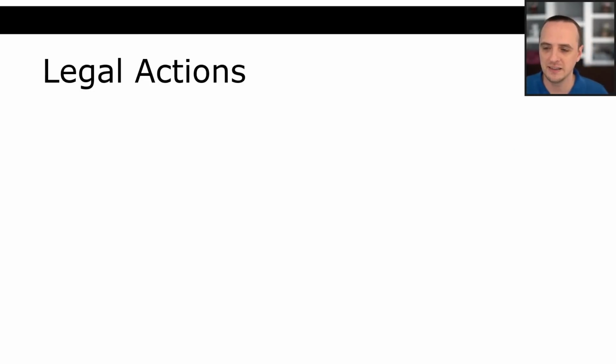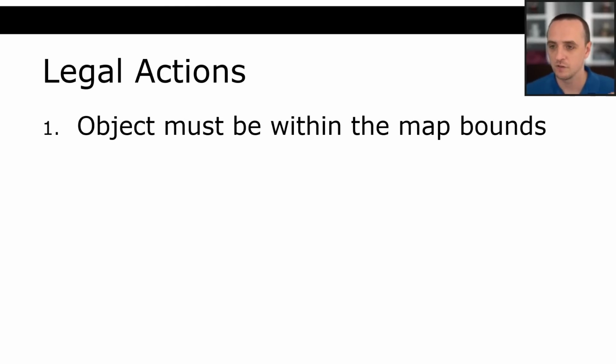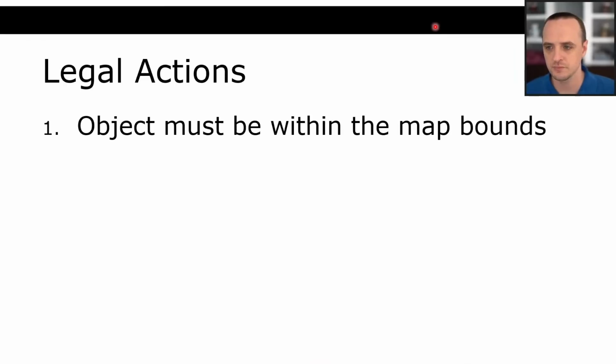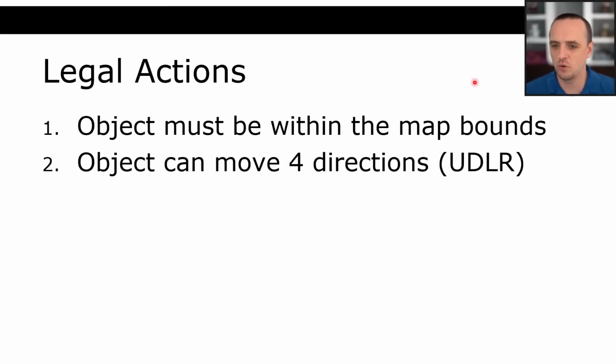So what are legal actions in the context of this assignment? How can we actually move to do our pathfinding? First and foremost, the object must be within the map bounds. If we're currently at the top of the map, we can't move up, right? Because there's nothing there. We have to only move within the bounds of the map, so we can't move below the bottom, above the top, or past the sides. Secondly, an object can only move in 4 directions: up, down, left, and right. We've already talked about that.